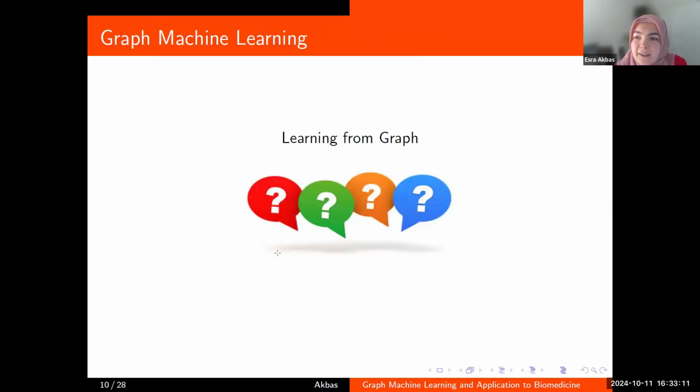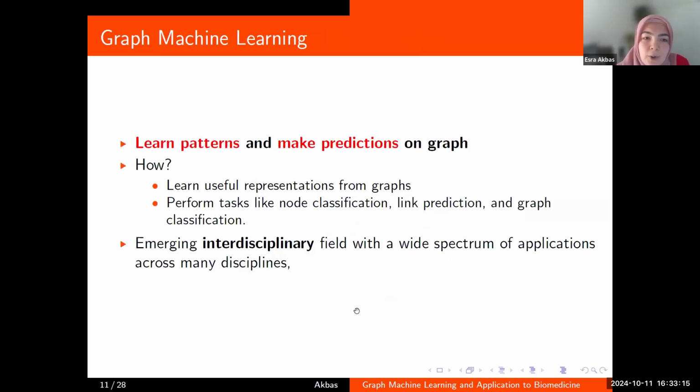Okay, we defined these different networks. So how will we learn from them? We learn the patterns on these graphs. What are the patterns? How do these connections appear, how are they coming, how are they changing? Based on these patterns, we make predictions for the future. So how do we learn? We usually learn with graph neural networks. We learn useful representations from the graph. We represent all this complex information that appears in the graph.